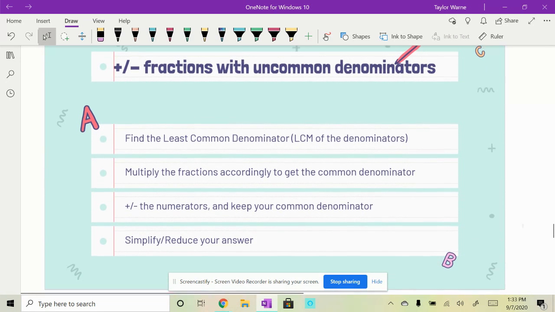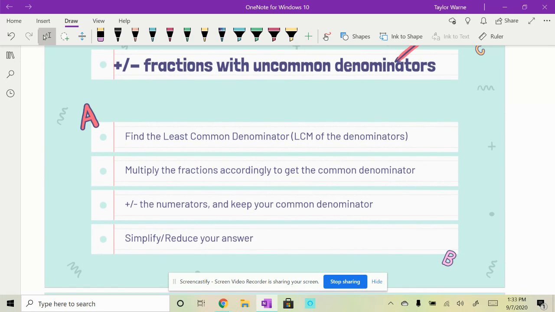We're going to use that in order to help us add and subtract fractions that have uncommon denominators. So the first thing we need to do is find our least common denominator. Okay, so you're finding the least common multiple of your two denominators.